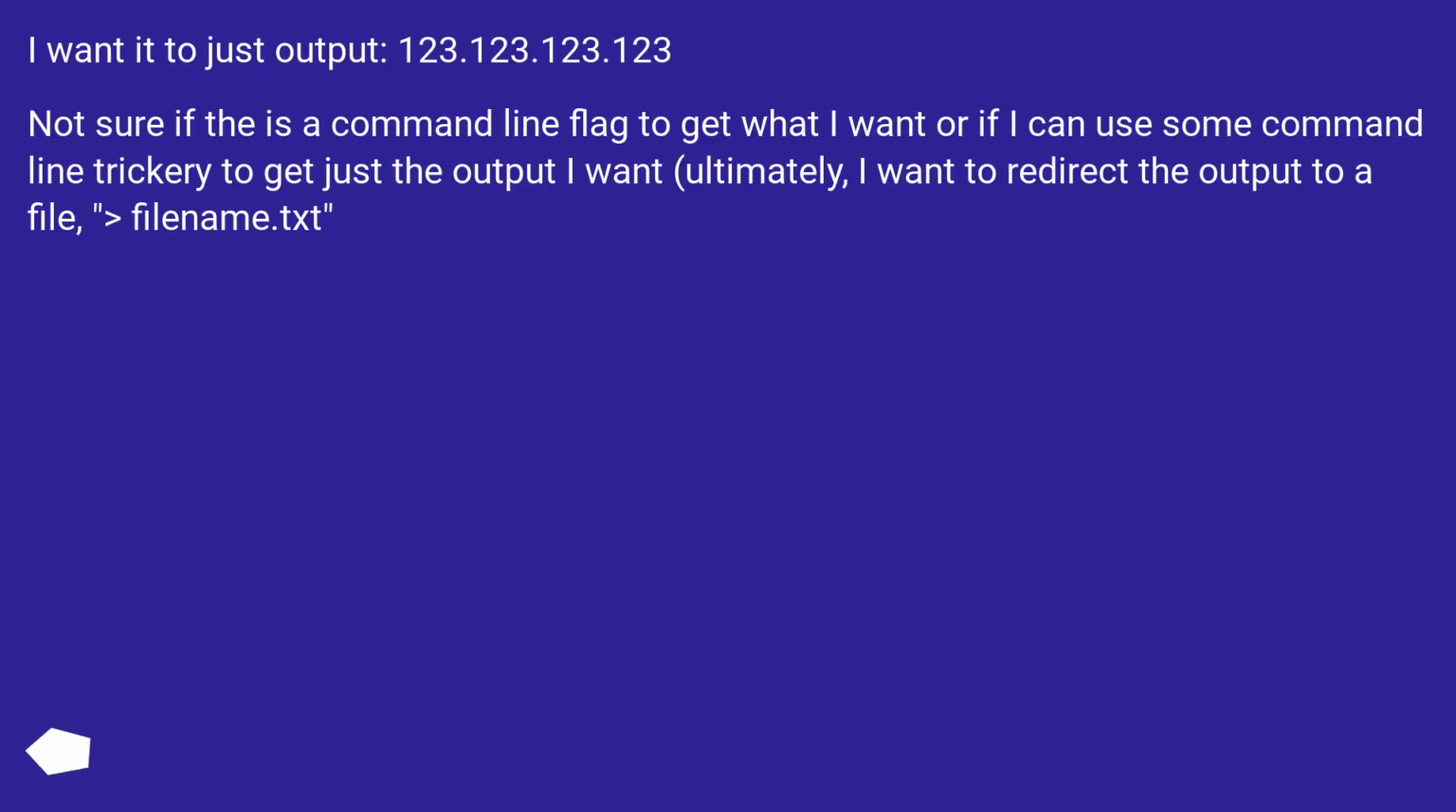I want it to just output 123.123.123.123. Not sure if there is a command line flag to get what I want or if I can use some command line trickery to get just the output I want. Ultimately, I want to redirect the output to a file, > filename.txt.